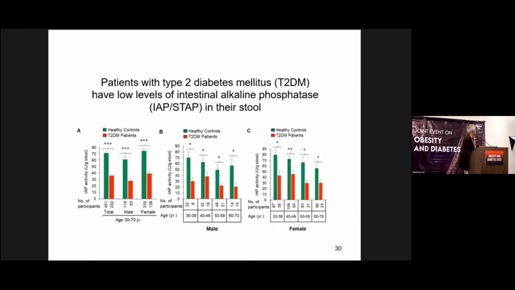Look at the left side data. Green is the control. It was about 700 people, I think, total. Green is the control; they don't have any diabetes. And the red is the diabetes. Yes, it's 50% less. The levels are 65 and 35: 65 in the normal and 35 in the diabetes.